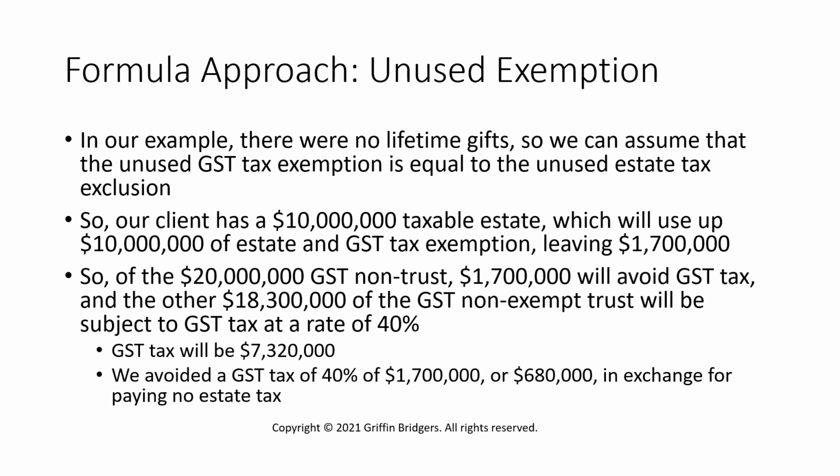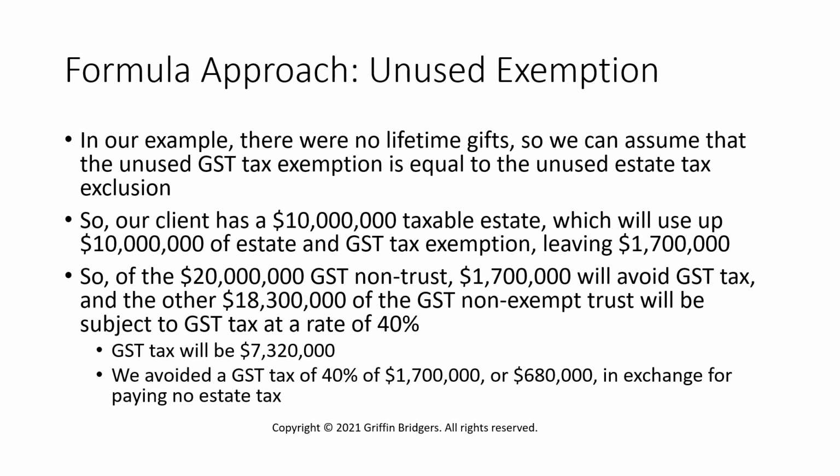So of this $20 million GST non-exempt trust, if we were to give a general power of appointment over 1.7 million of that, that would avoid GST tax for that 1.7 million portion, and also would avoid estate tax for the 1.7 million that's included in the taxable estate. But of that GST non-exempt trust, we still have 18.3 million that's not subject to that general power of appointment, and thus will still be subject to the taxable termination at a rate of 40%. So our GST tax will be $7,320,000.